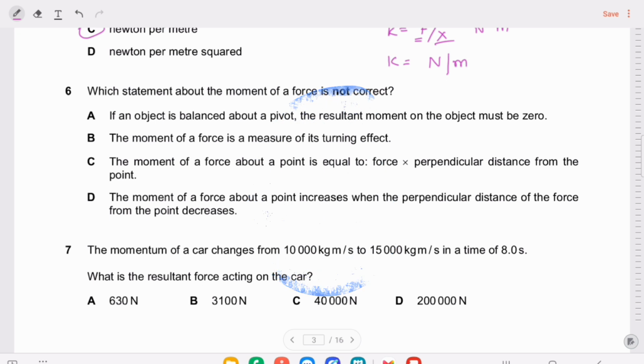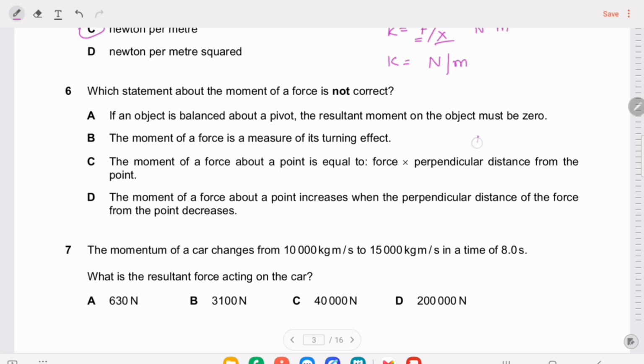Which statement about the moment of a force is not correct? If an object is balanced about a pivot, the resultant moment of the object must be zero. The moment of a force is a measure of its turning effect. The moment of a force about a point is equal to force times perpendicular distance from the point. The moment of the force about a point increases when the perpendicular distance of the force from the point decreases.